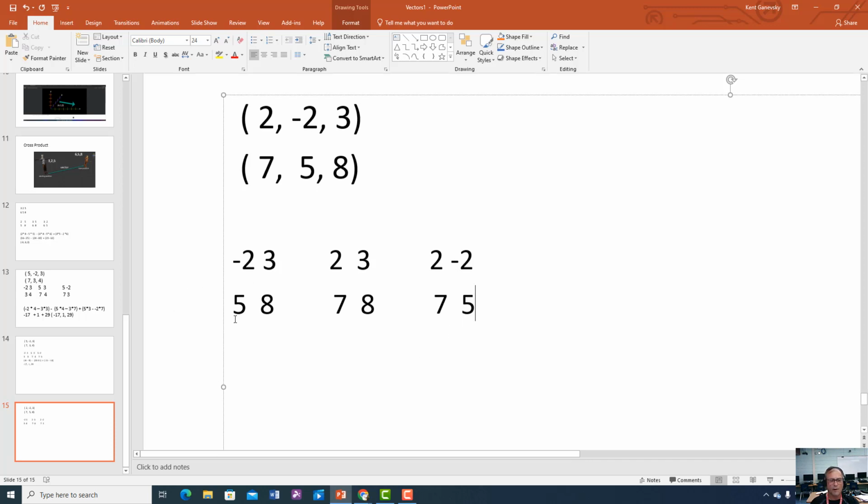So we are going to cross multiply the first one. Let's do the first one. So let's have a parentheses here. And we're going to multiply this one. Negative 2 times 8 is negative 16. Shrink this down some. And minus this one times this one, 15.